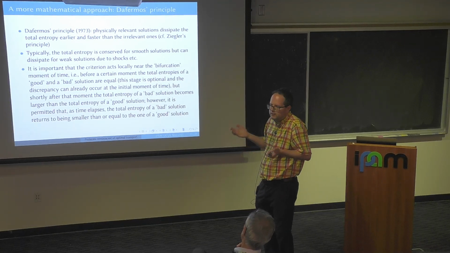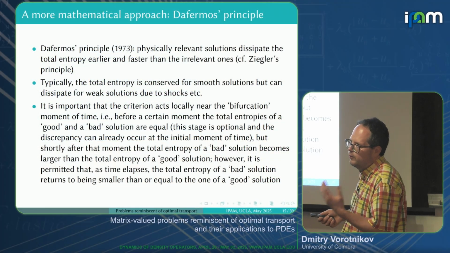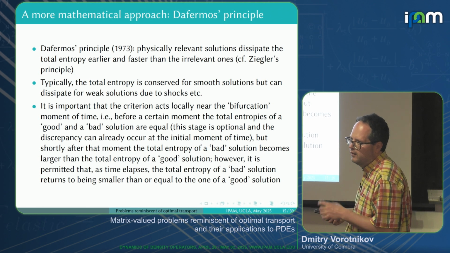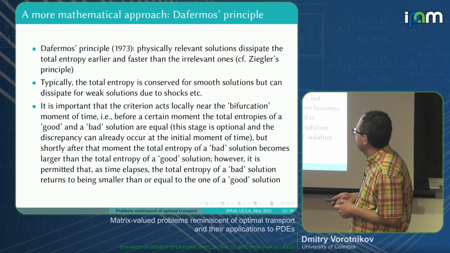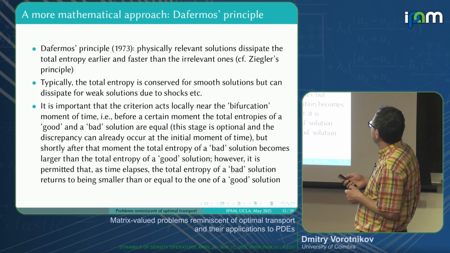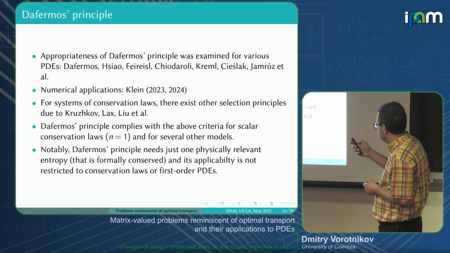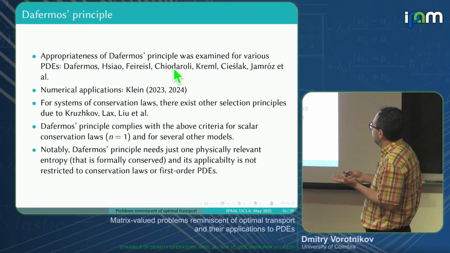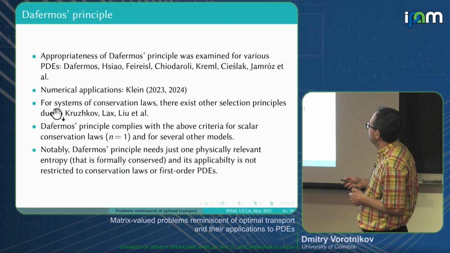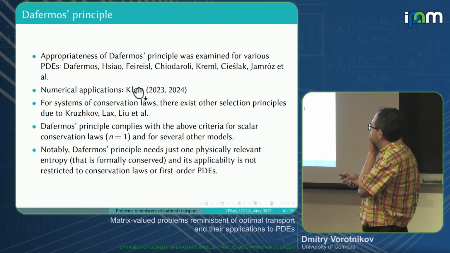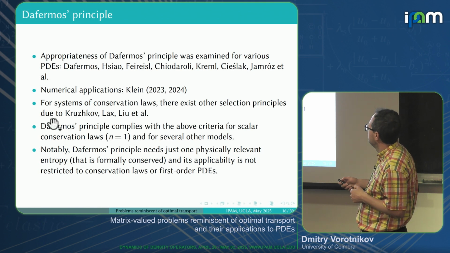This really selects the entropy solutions, etc. And also for some other equations like Hunter-Saxton, etc. This really gives you the correct solution. So you can check that this principle works. So there are many works. It's quite old, right? It's 73, and there are some works which checked this for different models. And there are also recent numerical applications of this principle by Klein, many papers by Klein.